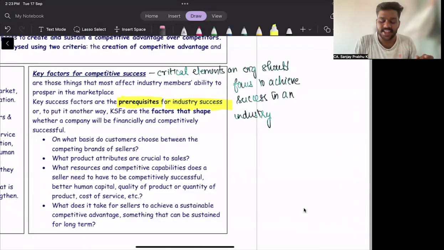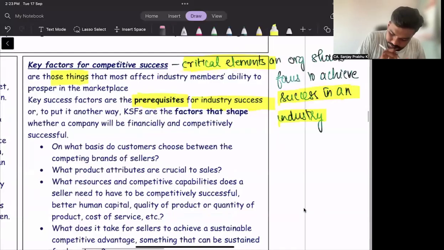Key success factor. They are the critical elements an organization should focus on to achieve success in an industry. So from an exam point of view, the most important topic is on what basis you will identify the KSF. KSFs are those things that most affect industry members' ability to prosper in the marketplace.